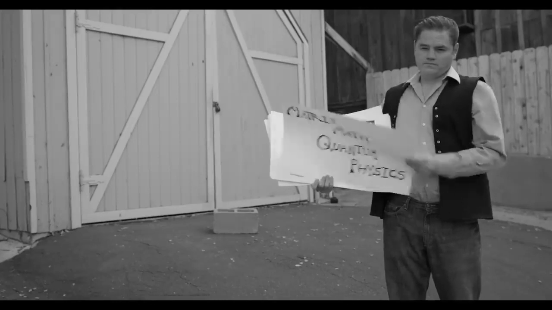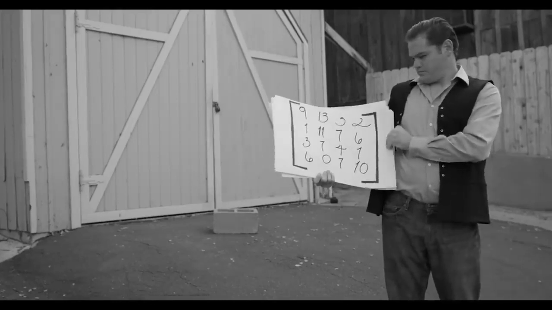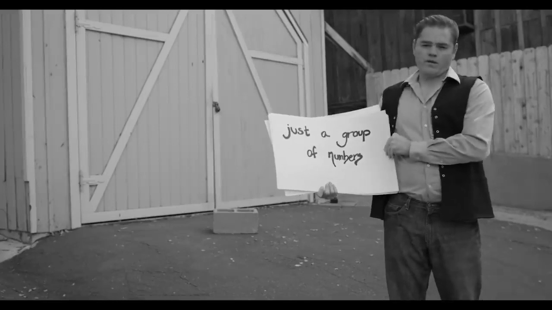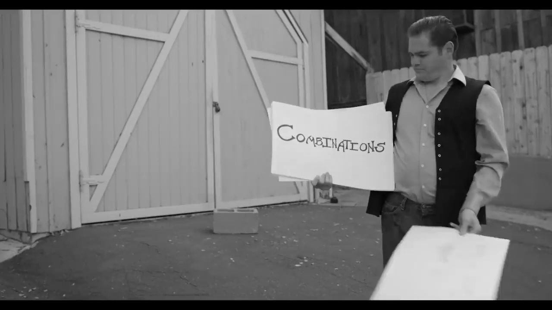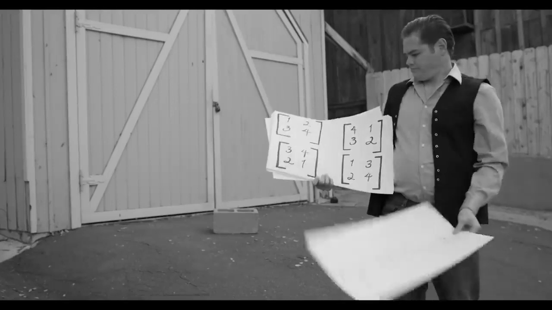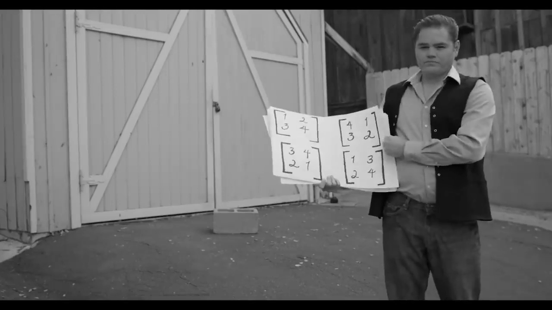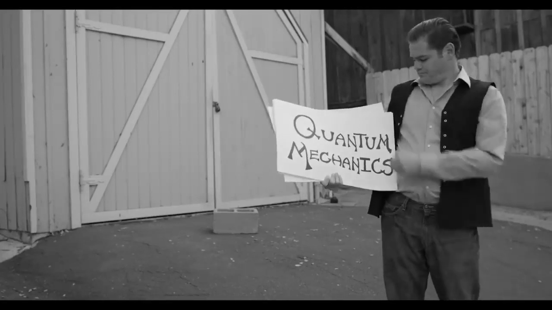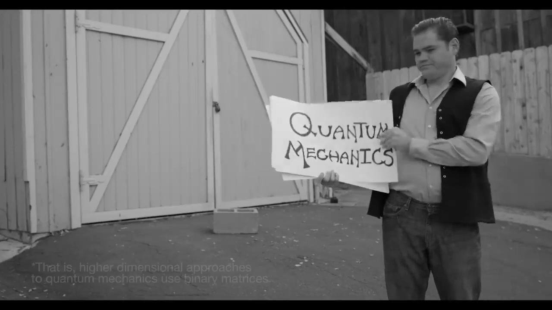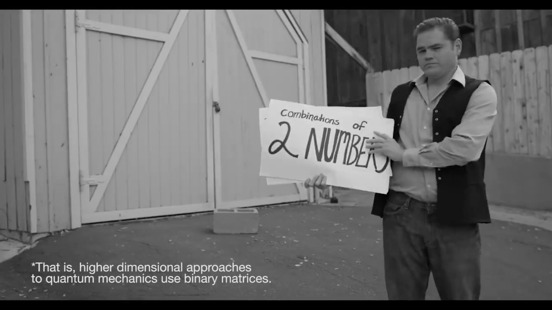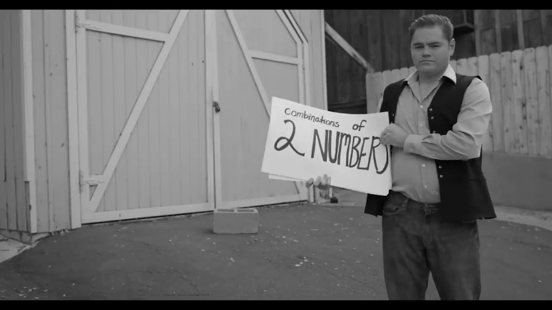Without getting too technical, this is an example of a matrix. A matrix is just a group of numbers that are arranged in columns and rows. And there's a certain amount of combinations for these numbers inside the matrix. Like if a matrix has 4 numbers inside it, there are 24 different possible combinations for those 4 numbers. Quantum mechanics uses matrices that are binary, so they only contain various combinations of 2 numbers. Each of these combinations of numbers has a value.